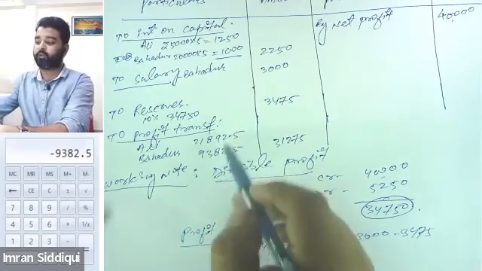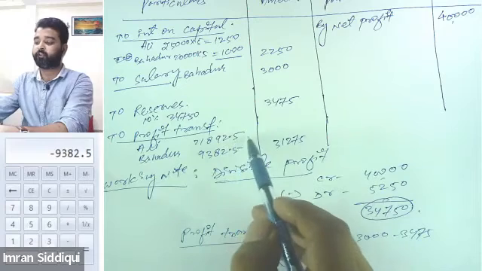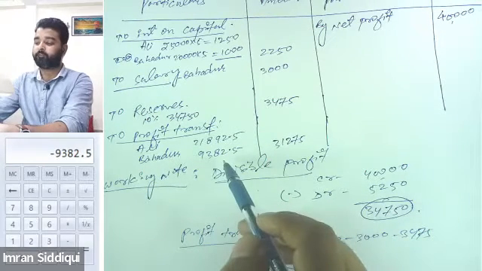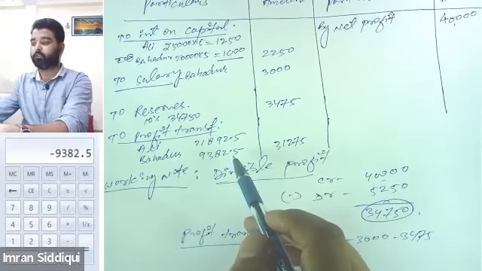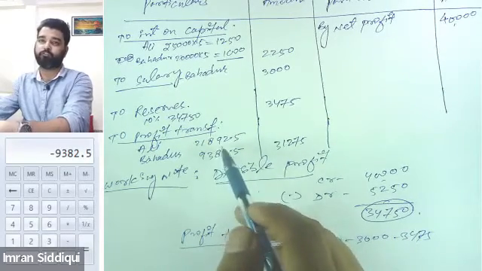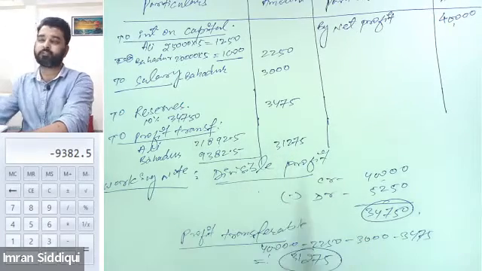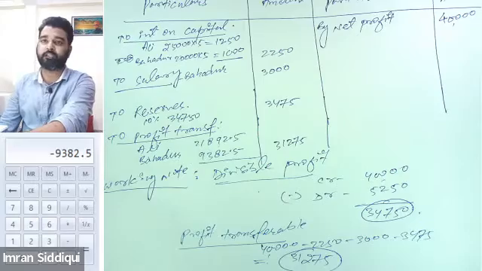We can also round it off. Instead of writing 21892.5, you can simply write 21892 in the case of Ali, and for Bahadur, it will be 9383. You can also do the forward round off for Bahadur and backward round off for Ali. Anyways, I'm not rounding it off. I have just calculated the exact value and allocated the profit among Ali and Bahadur.